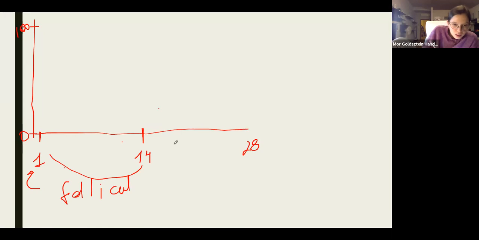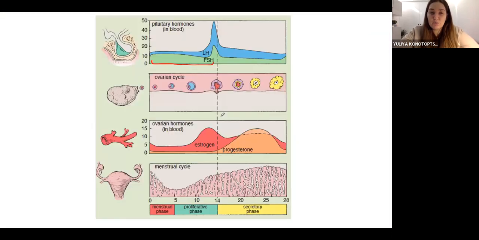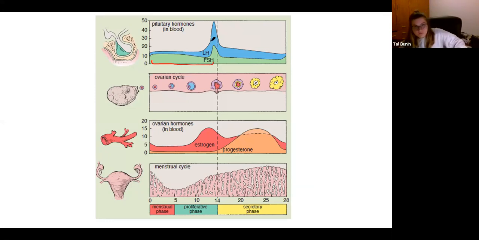The next one is going to be the luteal phase. Here from day 14 to day 28, this is known as the luteal phase. In the luteal phase, you're going to see that something is quite dominant, and this is actually the corpus luteum. So the corpus luteum is going to be dominant. Let's talk about the 2 hormones that we have here. This picture is good.